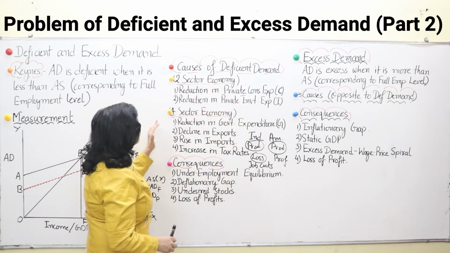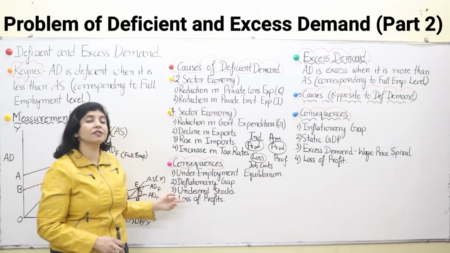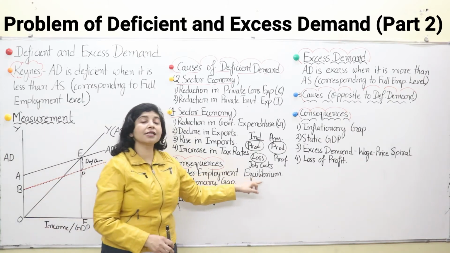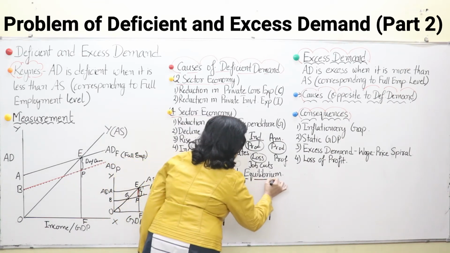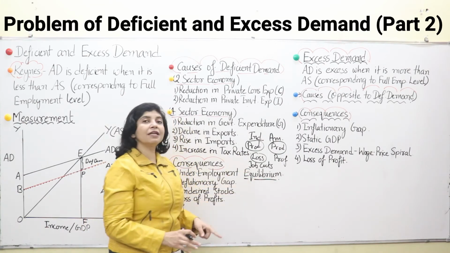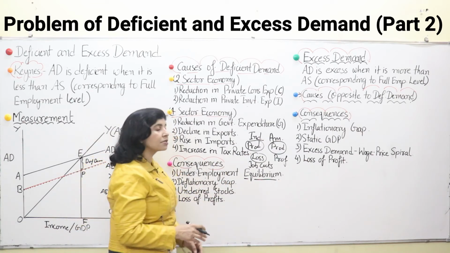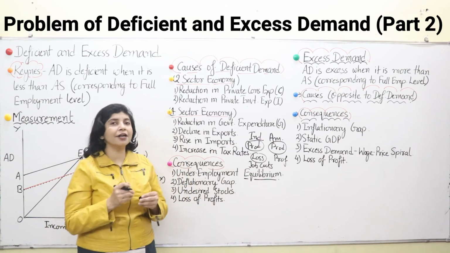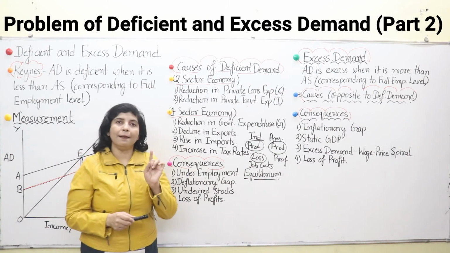So these are the causes in two sector economy and four sector economy. Now consequences of deficient demand. What happens when there is deficient demand? Underemployment equilibrium. So we need to discuss underemployment equilibrium. We have already discussed equilibrium at full employment level in our previous video. You can watch that video. Equilibrium means where aggregate demand and aggregate supply are equal. But at underemployment, some of the resources in economy are not fully utilized, and we have underutilized or unutilized resources, and some people in our economy are unemployed.